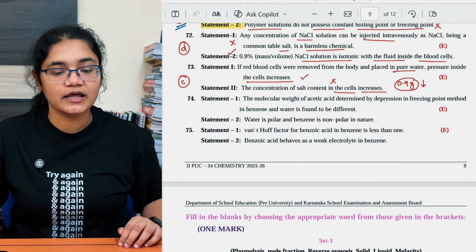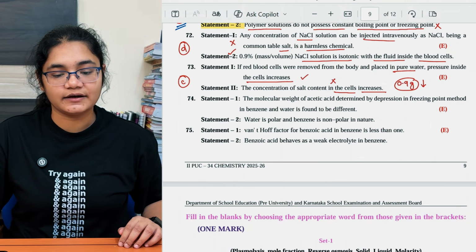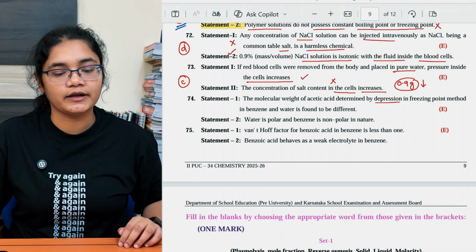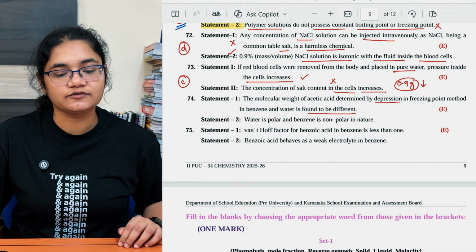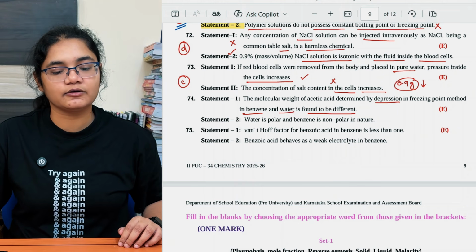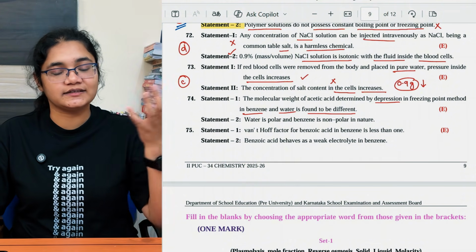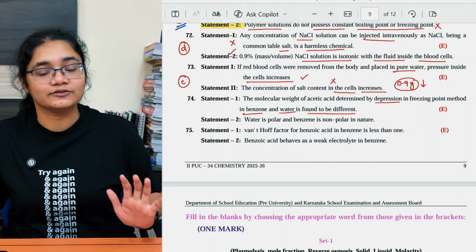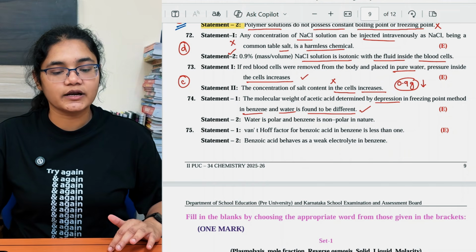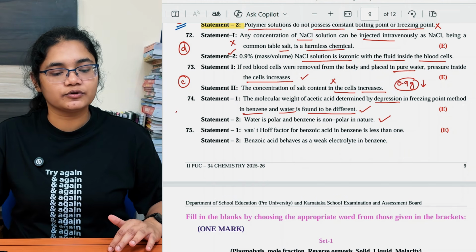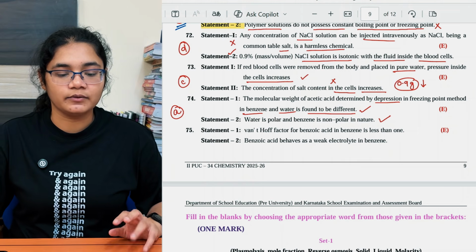Next, 74th: the molecular weight of acetic acid determined by the depression in freezing point method in benzene and water is found to be different. Yes, it will be different because benzene and water are different solvents. In one case it is undergoing association, in the other case it does not. So this statement is correct. Water is polar and benzene is non-polar. That is also correct. Both the statements are correct, so option A here.